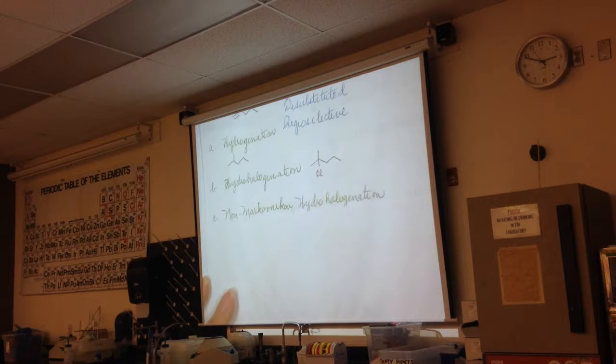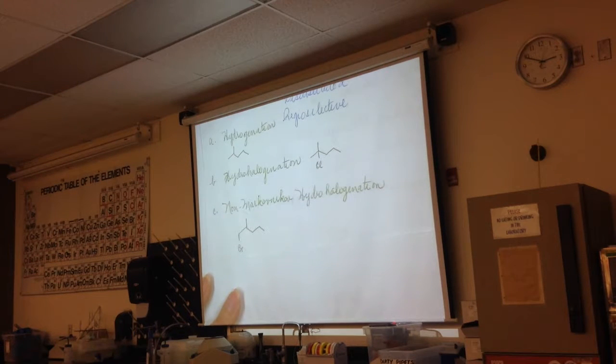For letter C, this is a non-Markovnikov hydrohalogenation, with HBr and peroxides. The HBr and peroxides is a non-Markovnikov, and so your bromine went to carbon number 1, and so your product was 1-bromo-2-methylpentane.